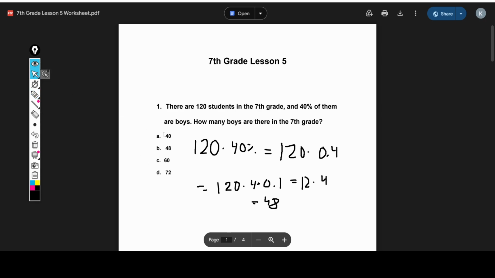Another way you could do it is you could say that 0.4 is the same as 2/5. And then 2/5 times 120, 2 times 120 is 240, and if you divide that by 5, you'll also get 48. So your answer will be 48.